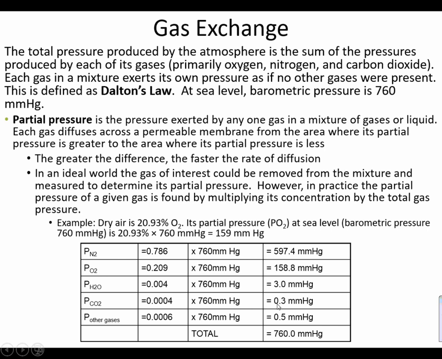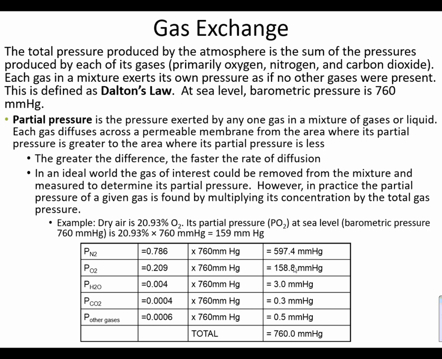Okay. And the pressures affect diffusion. Okay. Each gas will diffuse across a permeable membrane from areas where its partial pressure is greater to the area where it is less. The greater the difference, the faster the rate of diffusion. Okay. Now, how many people have been told that there's less oxygen in the air at high altitude? Probably everybody in here, right? Okay, they always say there's less oxygen in the air in Colorado than there is here. People don't know what they're talking about.